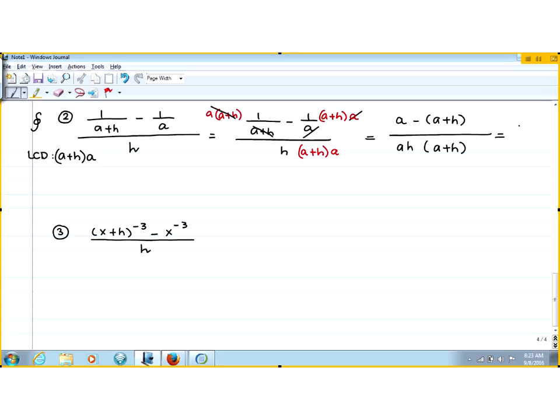Okay. So now, what is a minus a plus h? A minus a minus h, which is negative h, divided by h times a times a plus h. Then the h cancels, right? So this is negative 1 over a times a plus h.